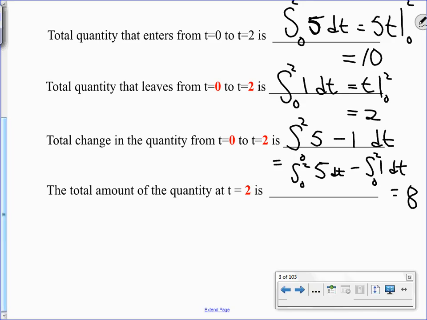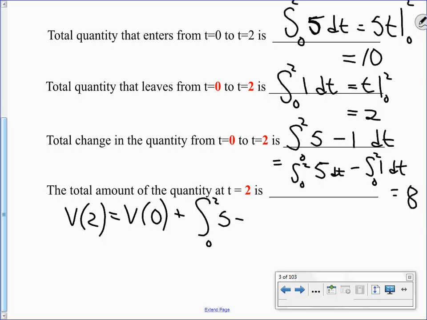But I want you to see it now in a new way. If we want to know the volume of water at time 2, we can take the volume of water at time 0 and add the change. And to get the change in the amount of water, you have to integrate rate in minus rate out from 0 to 2. So yeah, we did say that was 10 plus 8 equals 18. And I kind of threw that ahead before we even got to this on the first page. So just seeing it again.